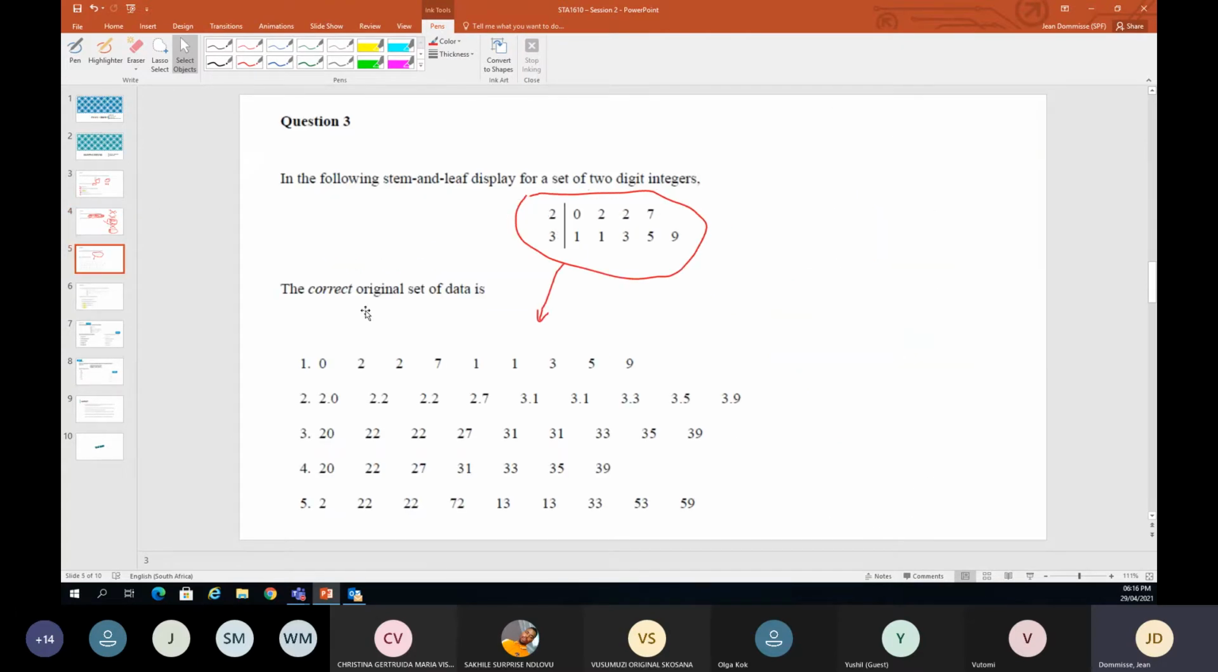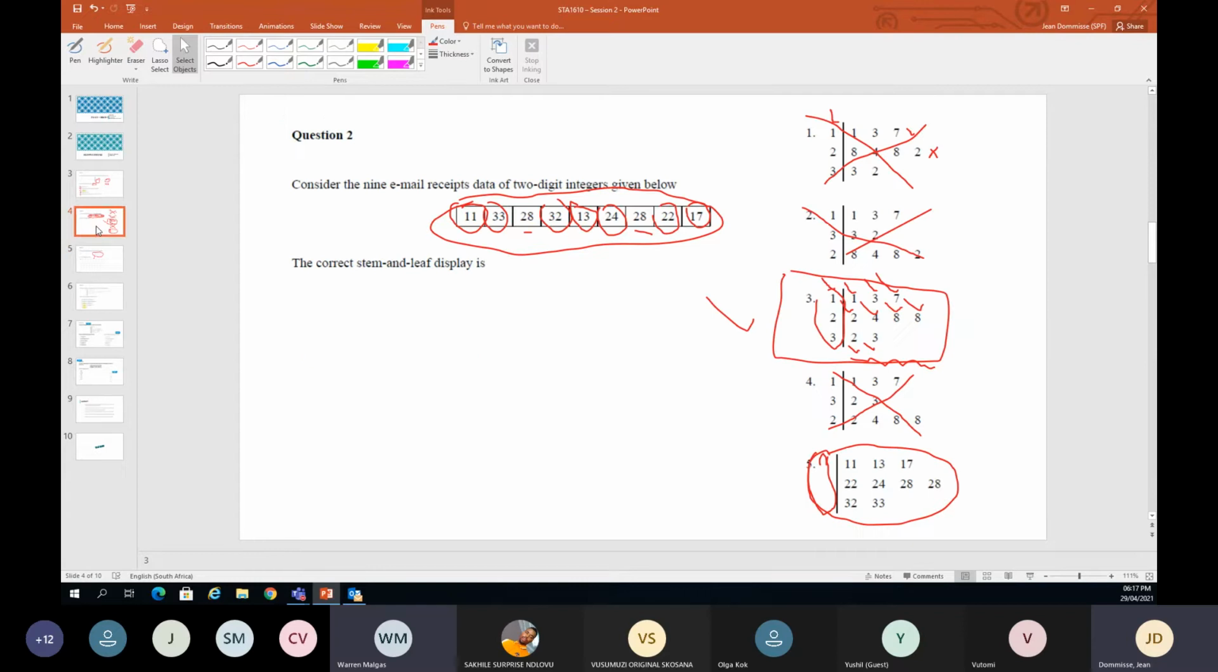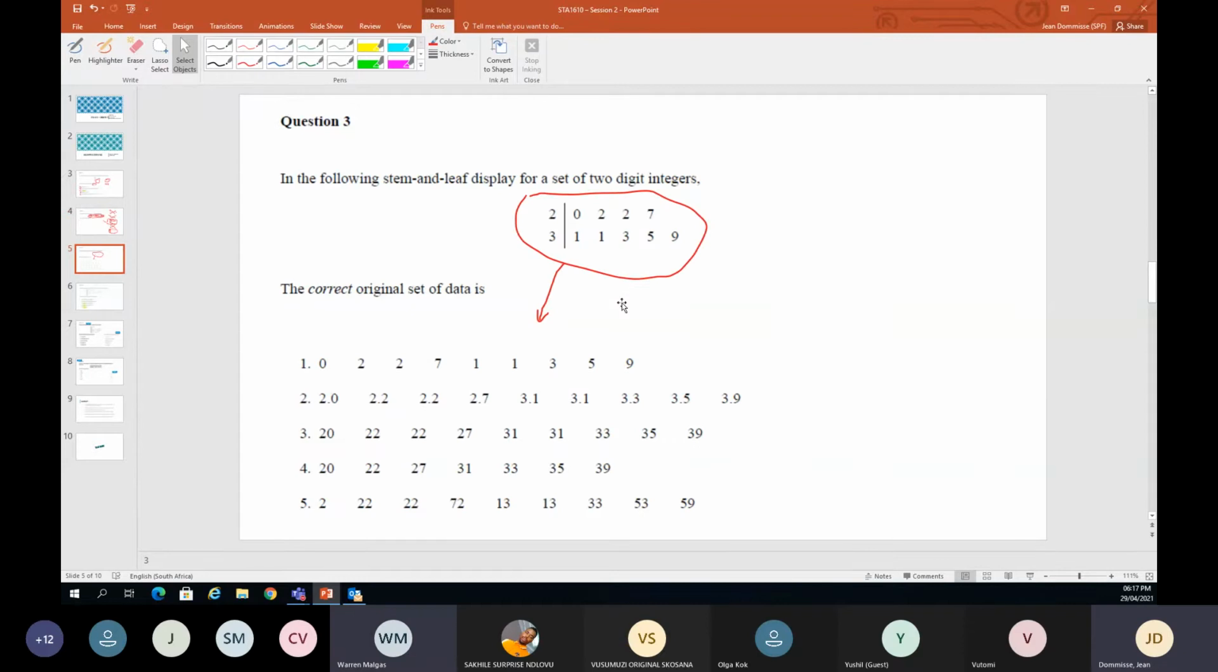Yes, Warren. My answer would be number 3, Jan. Or question 3? Question 3, yes. My answer would be number 3. It's 20, 22, 22, 27, 31, 31, 33, 35, and 39. Perfect. Okay, so it will be that number.